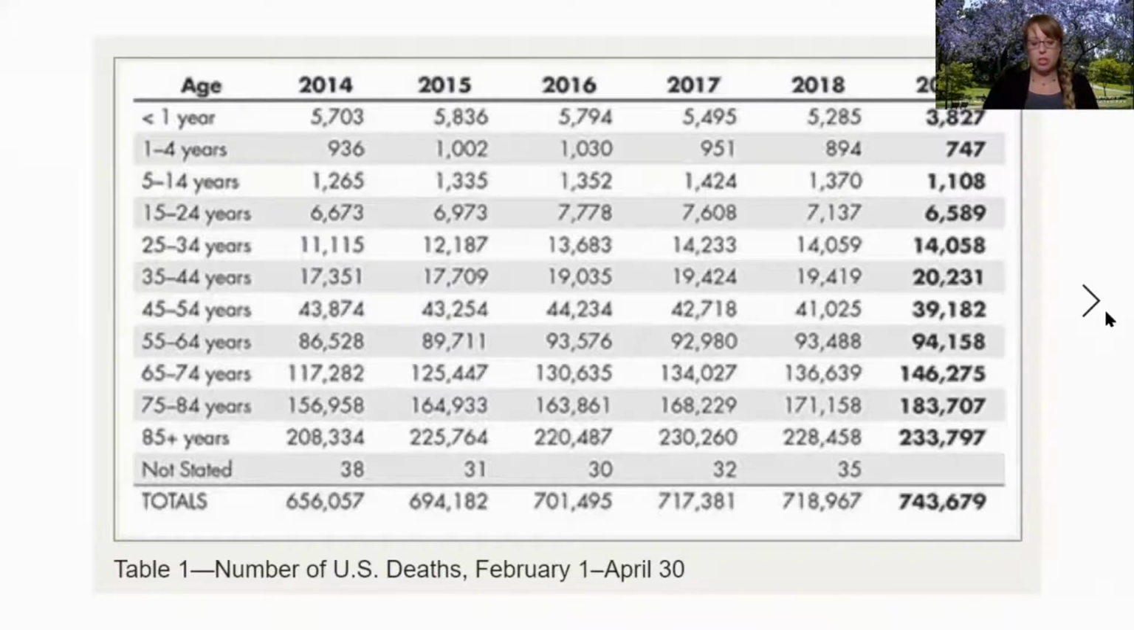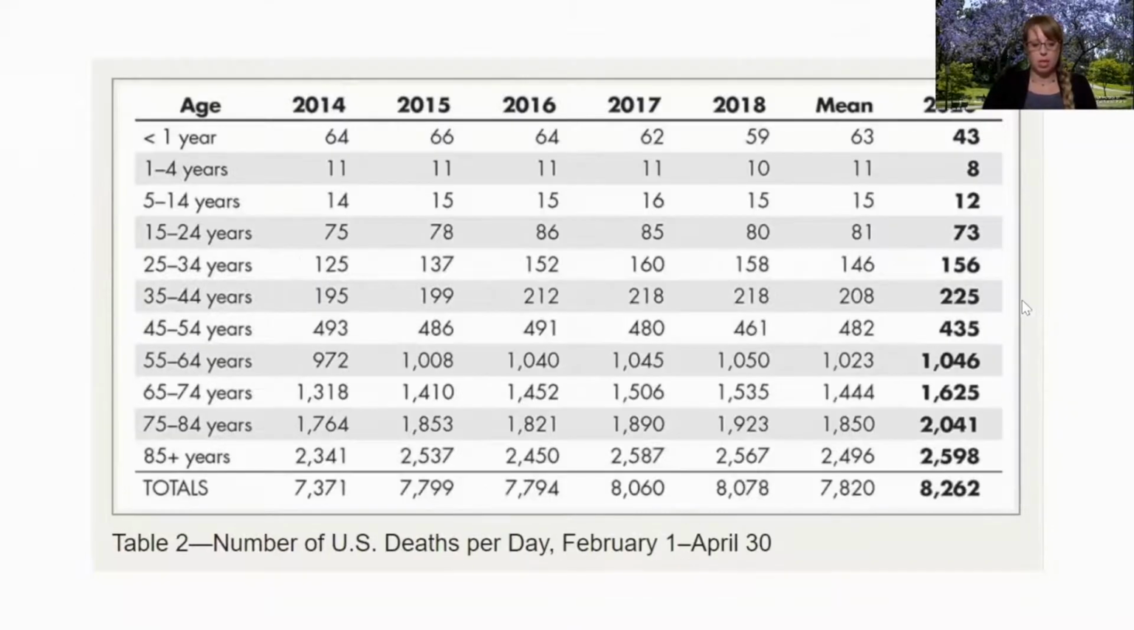Numbers for each year are not strictly comparable because 2016 and 2020 are leap years and contain an additional day. Calculating daily death count adjusts for this. Table 2 shows the total number of daily deaths in the US from February 1st until April 30th, 2014 to 2018, with the 2020 number on the right. This table also shows the mean number of daily deaths for each category.